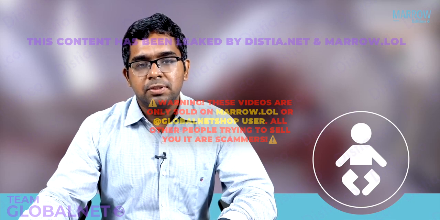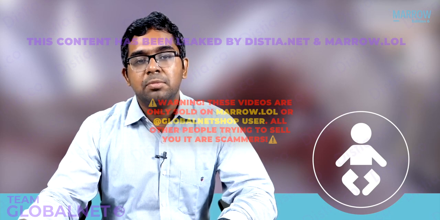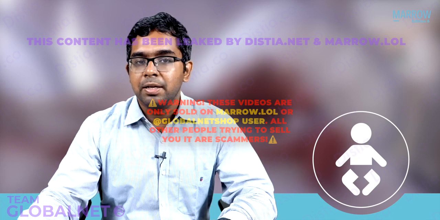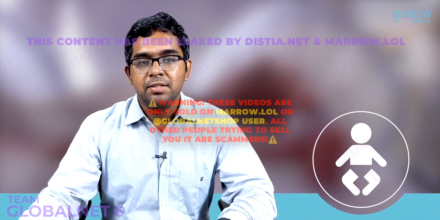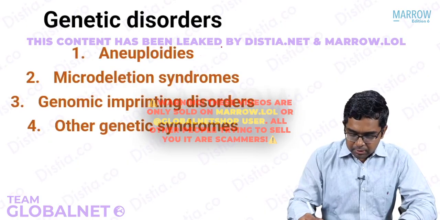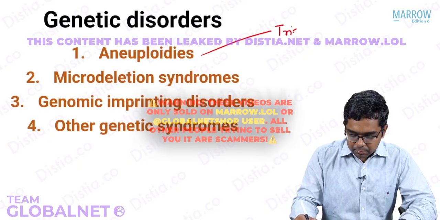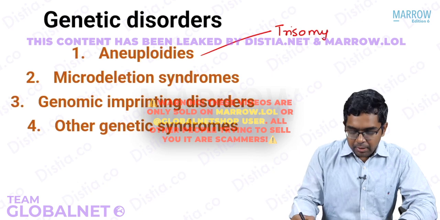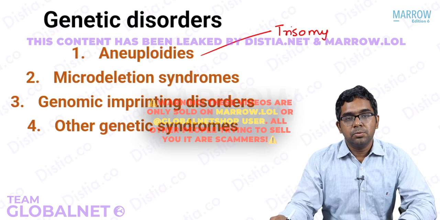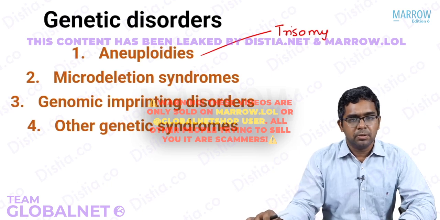What is the meaning of this? It is a difference in the number of chromosomes. We all know that there are 46 chromosomes in every cell. If there is a difference in that number, we call it an aneuploidy. The common aneuploidies are trisomies, which include an extra chromosome. For example, trisomy 21 refers to an extra chromosome 21. Instead of the normal 2 chromosomes, that person will have 3 chromosome 21. That is called trisomy 21.